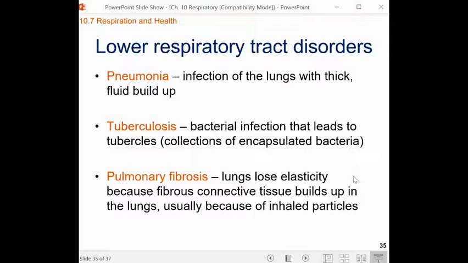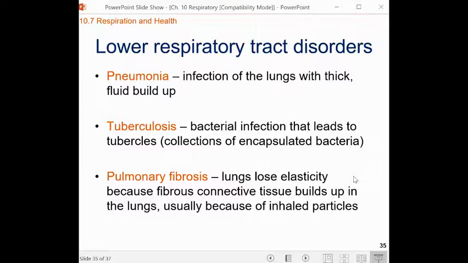You can also have in the lower respiratory tract things like pneumonia, where the lungs themselves become infected and a very thick fluid builds up. People with pneumonia have a very distinctive, rattly, wet cough. Tuberculosis is where a bacterial infection leads to tubercles, or these encapsulated bacteria in the lungs. Tuberculosis isn't as common now, although it still exists, but back in the 1800s, it was really common.